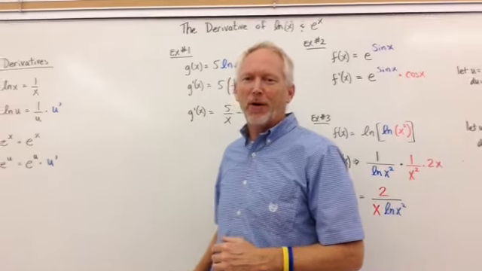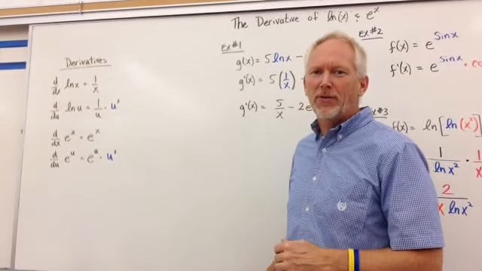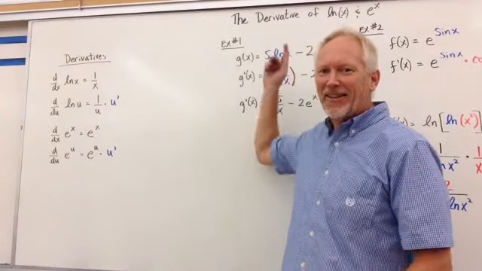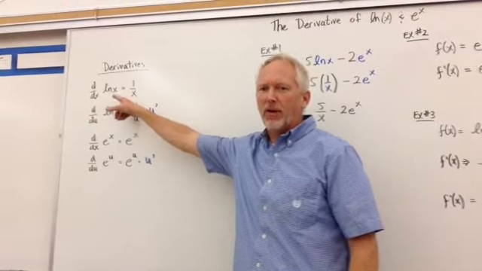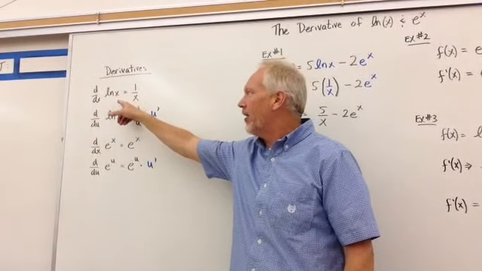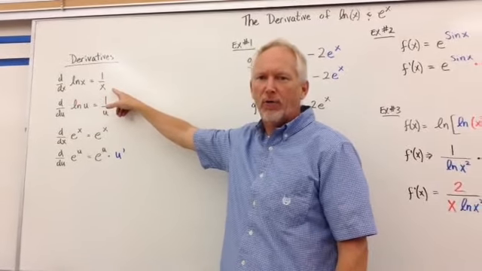Hi, Mr. D here, doing a quick video on the derivatives of ln x and e to the x. All right, so check it out. Derivatives. The derivative d dx of ln of x is 1 over x.